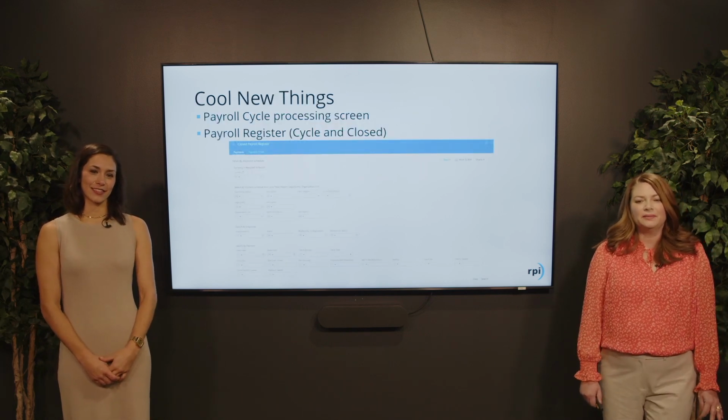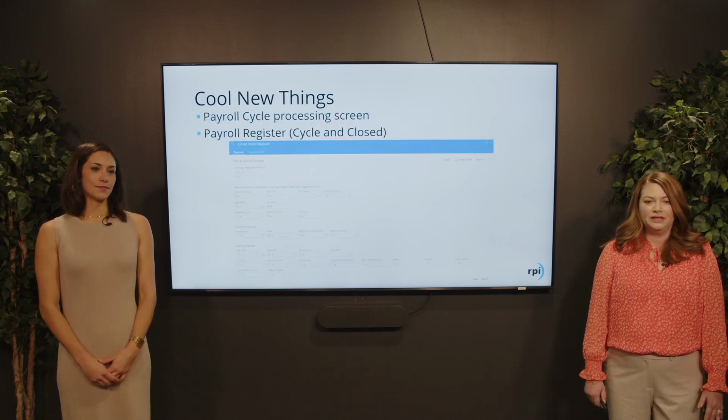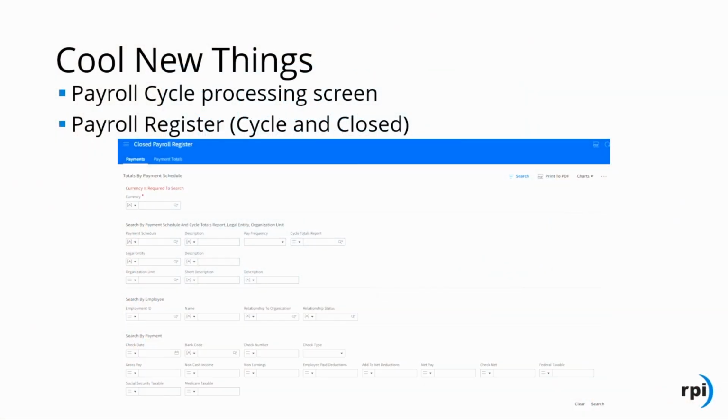Right, so we're going to talk about some of the cool new things that we get in the v11 payroll. The payroll cycle processing screen, I've got a series of screenshots further on in the presentation where we'll go over this, but essentially it allows us to have the look of the PR00 if you're a current S3 payroll user, and allows us to run our jobs from that screen. So again, we'll go over that a little bit further into the presentation.